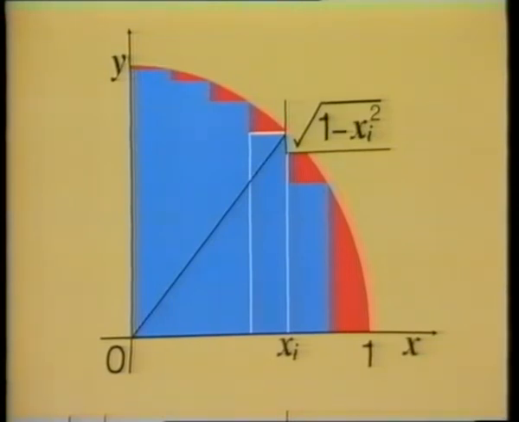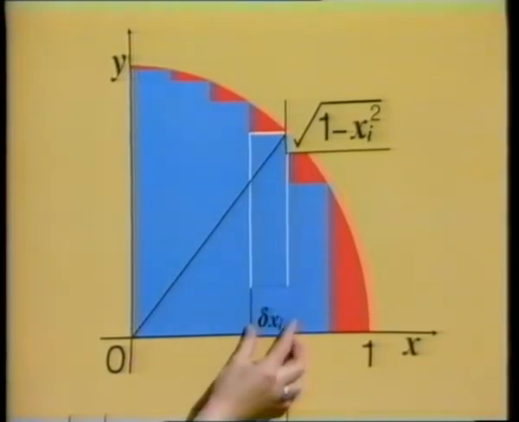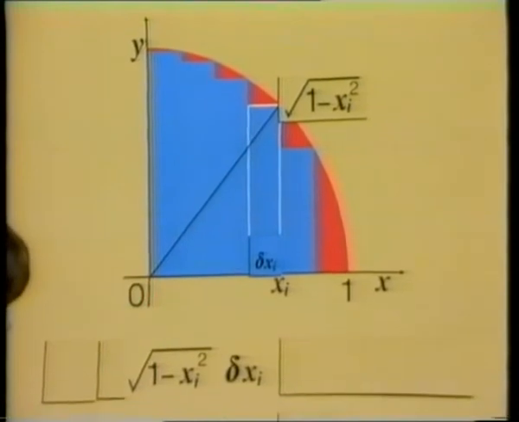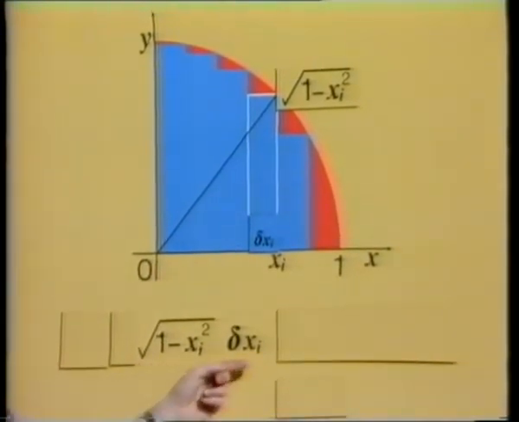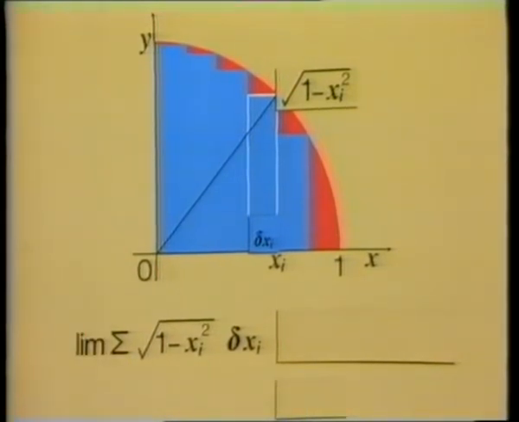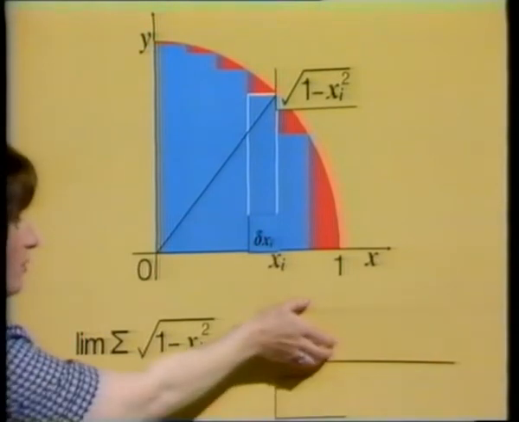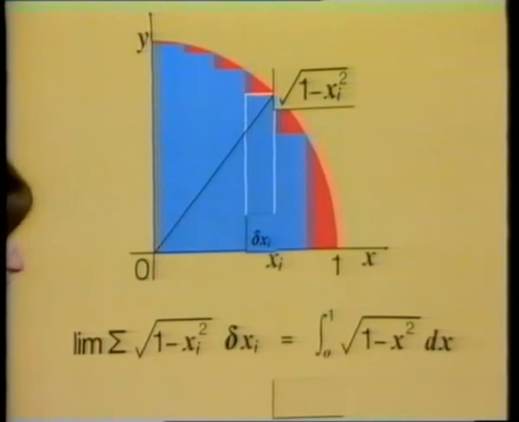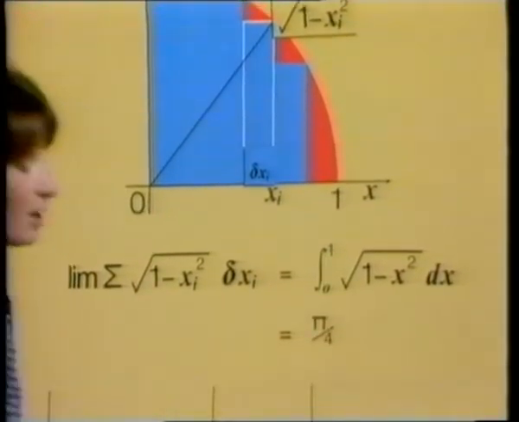We're going to use delta xi for the width, so the area of the rectangle is this. Its height times its width. Next, we sum over all rectangles from 0 to 1, and taking the limit, as the widths of the rectangles tend to 0, gives us this integral, which we found last time to be pi over 4.